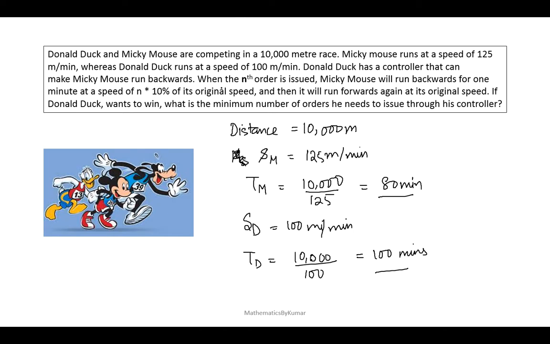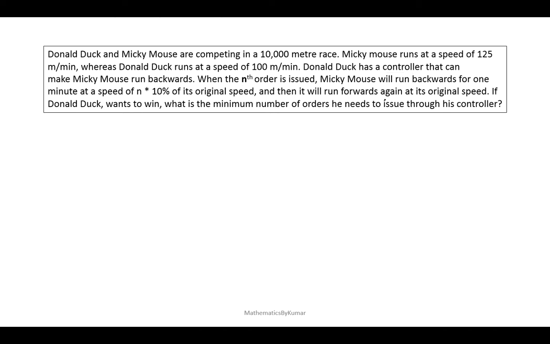So he has a controller, and this controller can make Mickey Mouse run backwards. When the nth order is issued, Mickey Mouse will run backwards for 1 minute at a speed of n multiplied with 10% of its original speed, and then he will run forwards again at the original speed. So let's understand what has been said in this question. It is very important to write it in mathematical format.